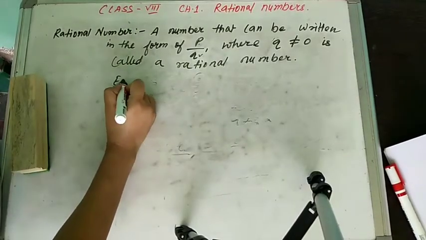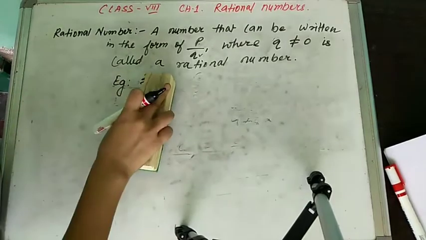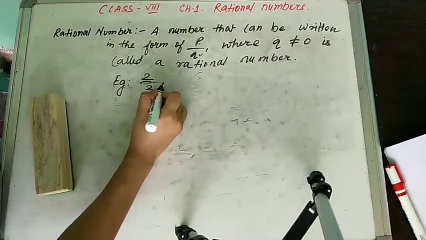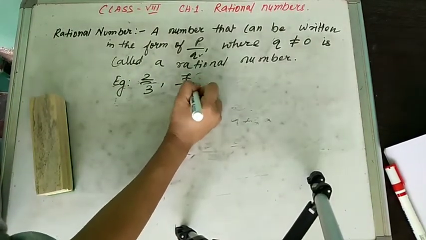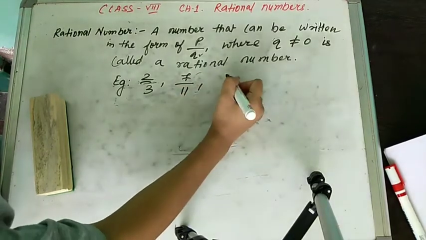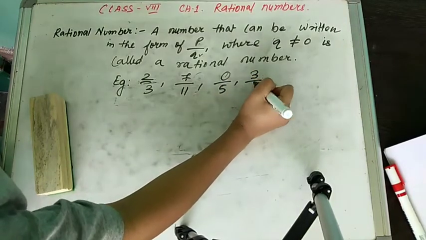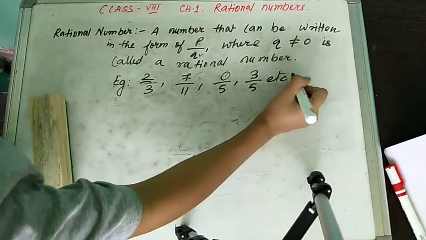So, if you want to represent a few examples of rational numbers, the few examples are 2 by 3, 7 by 11, 0 by 5, because 0 by 5 is 0, 3 by 5, etc.